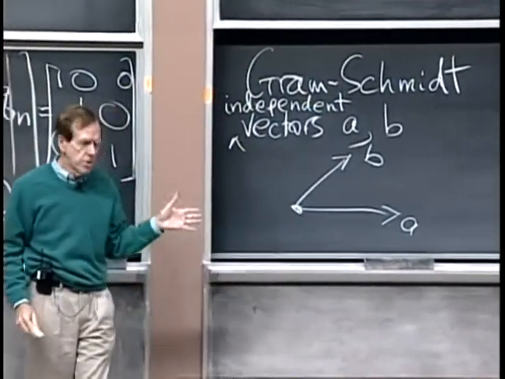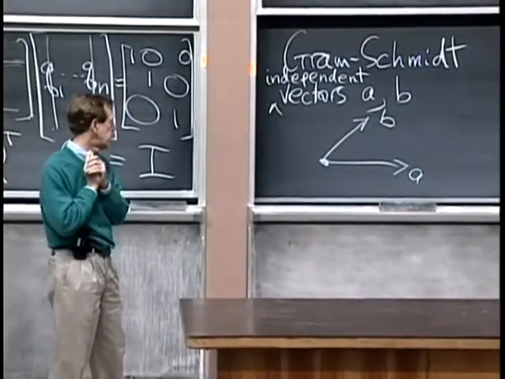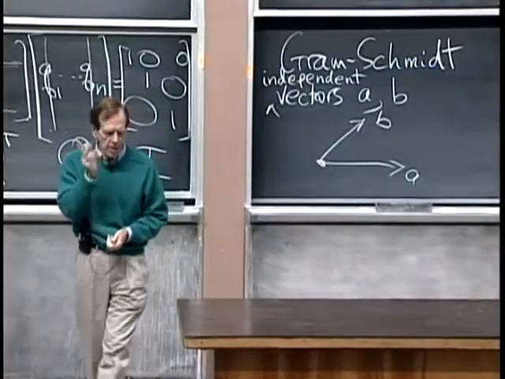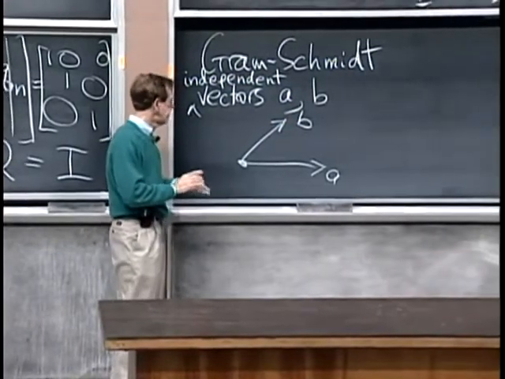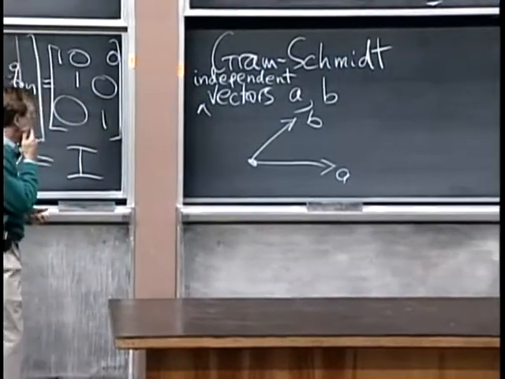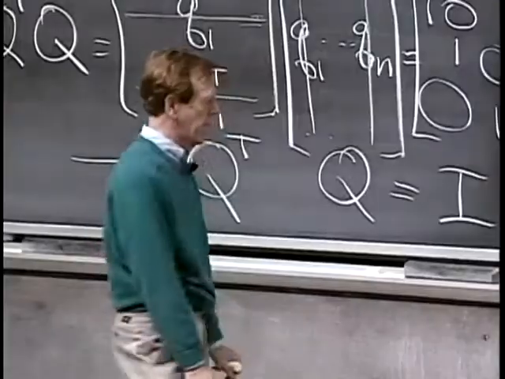And I want to produce out of that Q1 and Q2. I want to produce orthonormal vectors. And Gram and Schmidt tell me how. Well, actually, you could tell me how. There's only one idea here. If Gram had the idea, I don't know what Schmidt did. But you'll see it. We don't need either of them, actually.